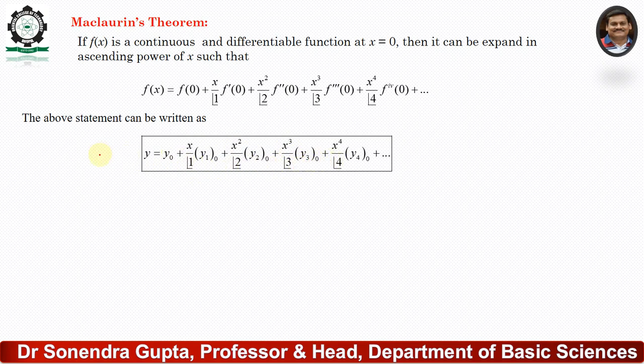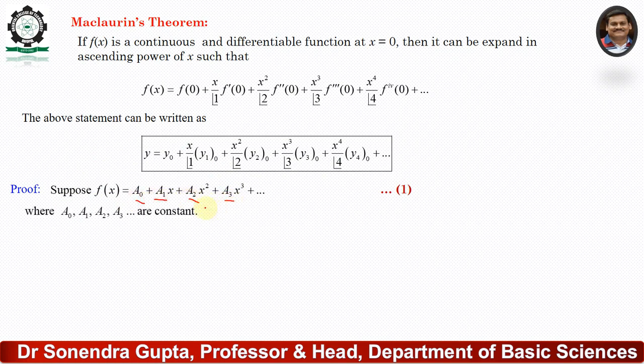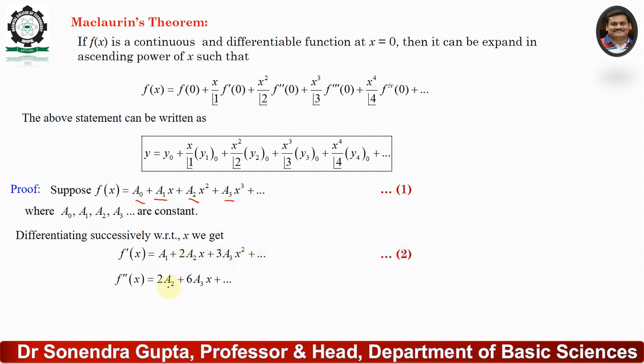Now first we derive this expression with the help of a polynomial expression. Suppose f(x) equals a0 plus a1x plus a2x squared plus a3x cubed and so on. Say this is equation number 1, where a0, a1, a2, a3 are constants which can be determined with the help of substitution. Now first we differentiate with respect to x successively and we get f'(x) equals a1 plus 2a2x plus 3a3x squared, then f''(x) equals 2a2 plus 6a3x, and f'''(x) equals 6a3. Say this is equation number 4.